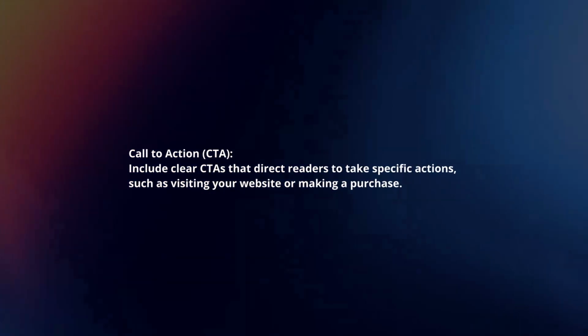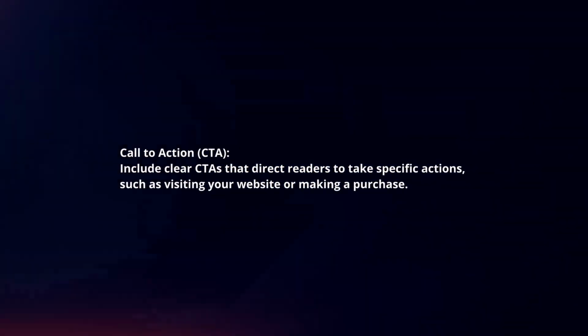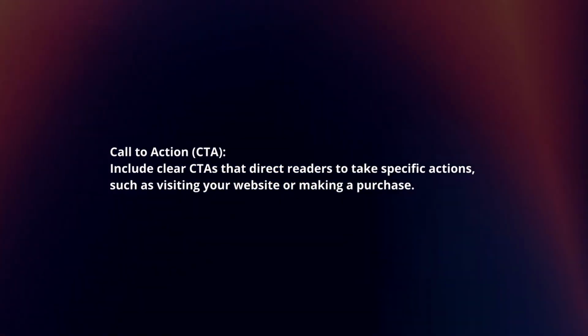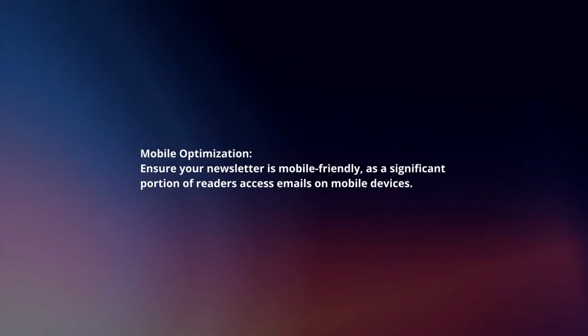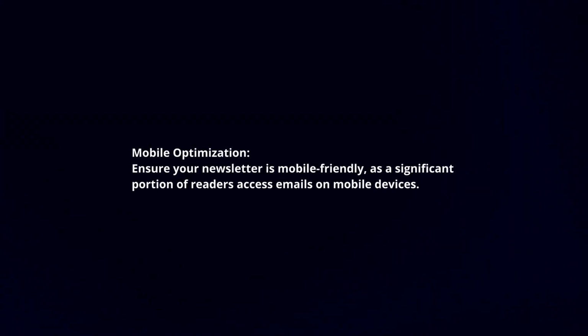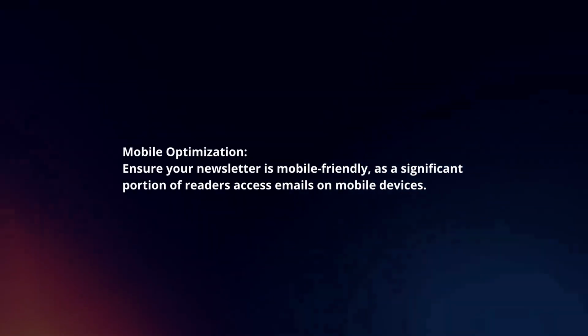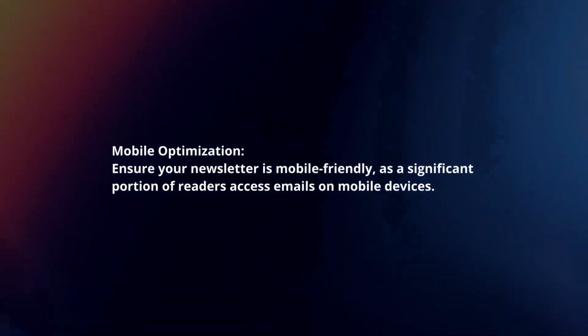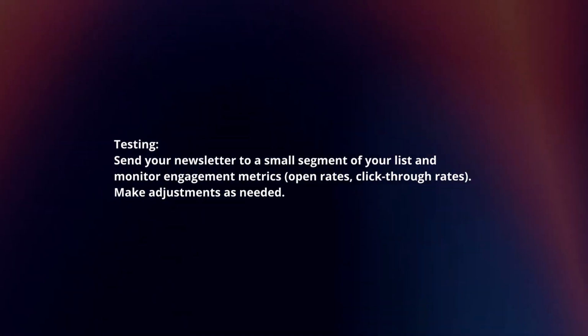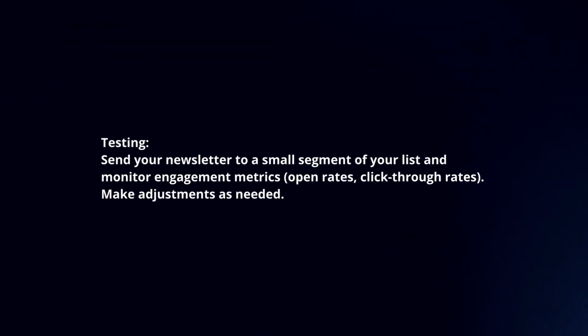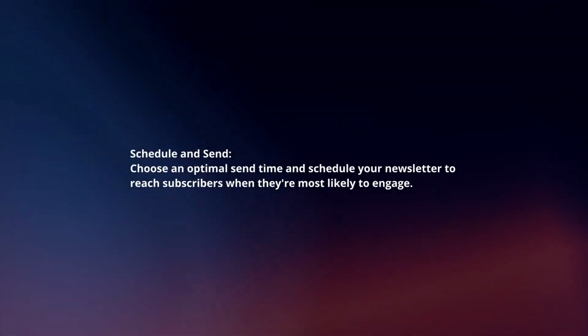Call to action. Include clear CTAs that direct readers to take specific actions, such as visiting your website or making a purchase. Mobile optimization. Ensure your newsletter is mobile friendly, as a significant portion of readers access emails on mobile devices. Testing. Send your newsletter to a small segment of your list and monitor engagement metrics. Make adjustments as needed. Schedule and send.